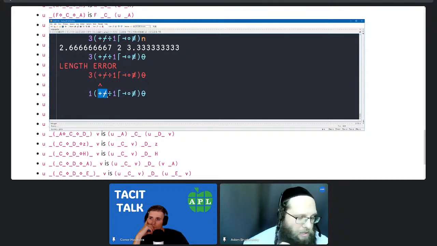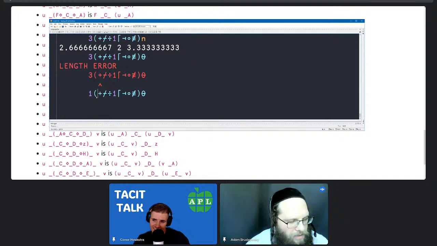And we've got plus reduction, which is also a tacit thing, and we've got a normal FGH fork over here, and it's ambivalent. The whole thing can be used both monadically and dyadically. So I don't know if it's my favorite, but I think this is pretty cool.